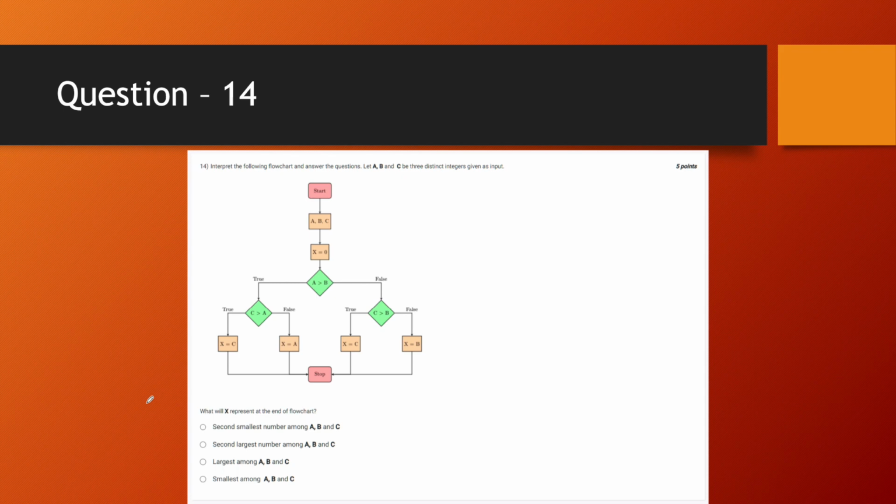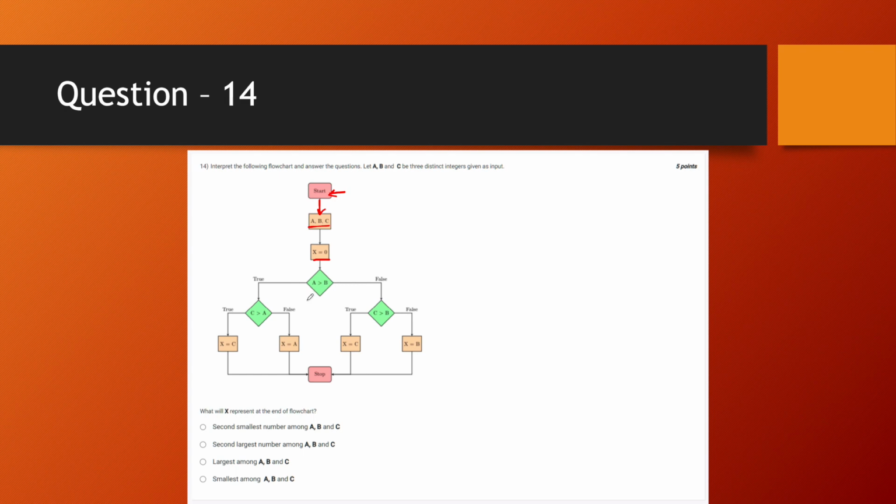Now moving on to the last question, that is question number 14. The question reads, interpret the following flowchart and answer the questions. Let A, B, C be three distinct integers given as input. So now let's go through this flowchart. This is your start. This is where you start your program. You go and input these three variables A, B and C. Then you initialize x to 0. So now you know that x is the integer variable type.